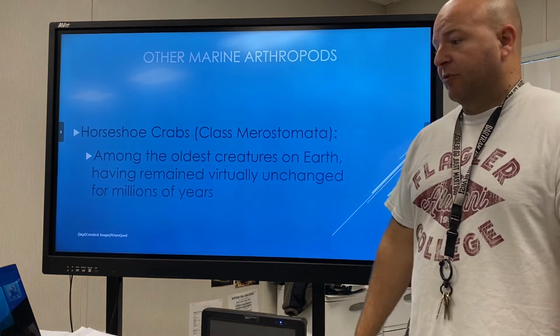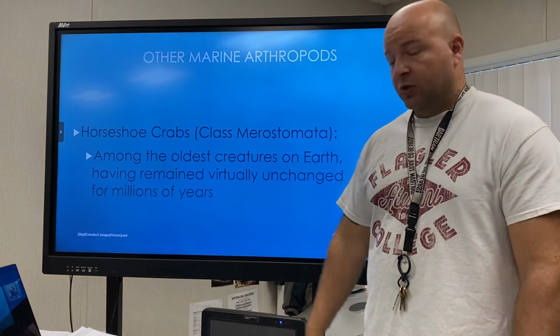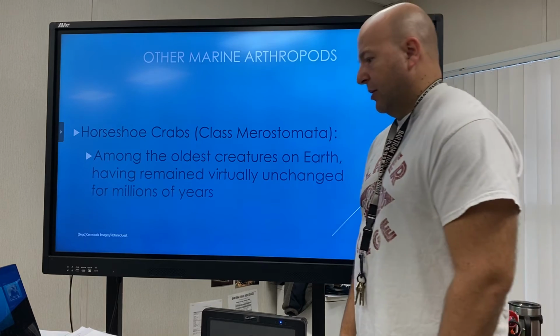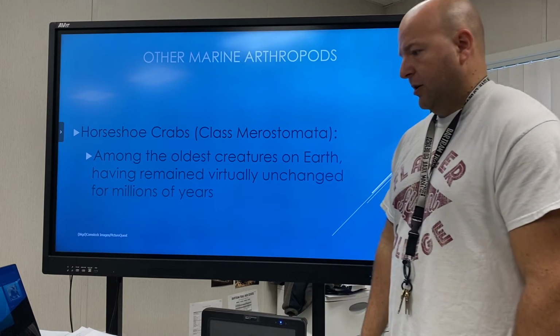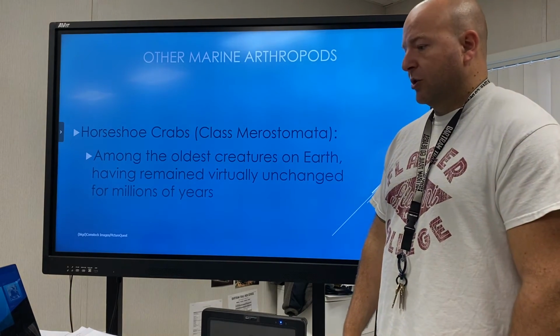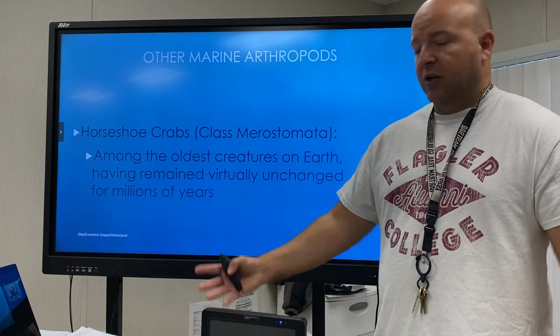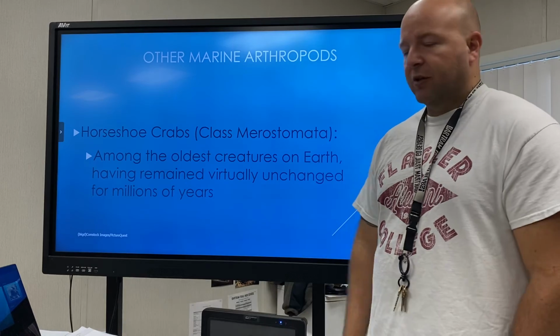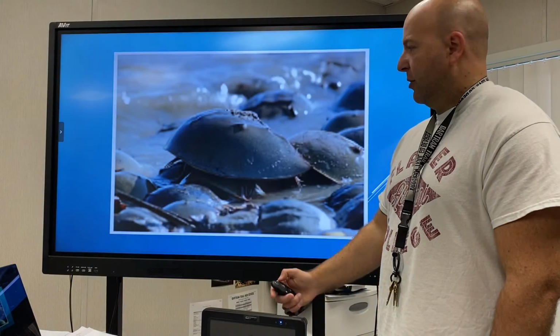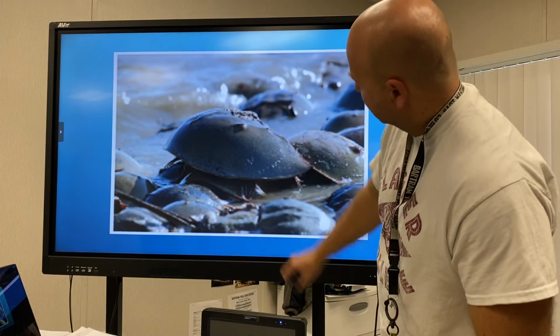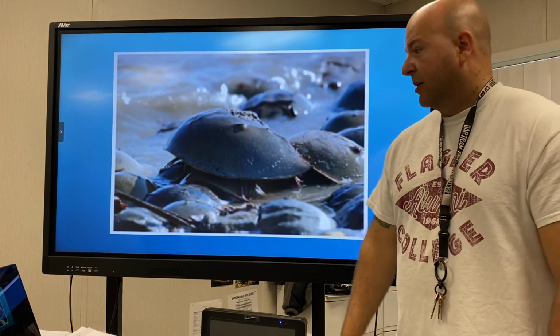Another example of a marine arthropod is a horseshoe crab, a local example that you can see throughout Florida. These are among the oldest creatures on Earth, believed to have remained virtually unchanged for millions of years based on the fossil record that we have available. If you haven't seen one, it's these guys. Image is a little blurry here. It looks better on mine.